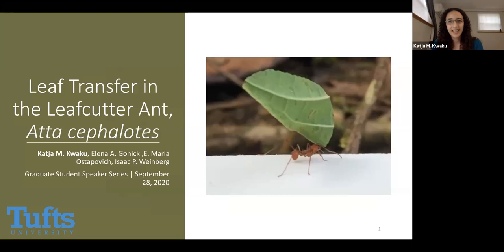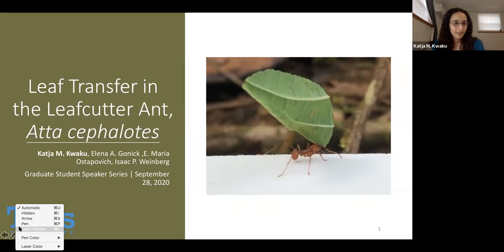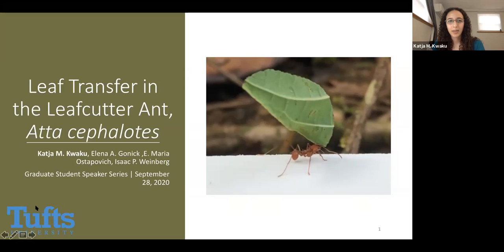My name is Katja, and I'll be talking about leaf transfer and the leafcutter ant Atta cephalotes. This is a project I did last year as part of the course Bio 181, which is Tropical Ecology and Conservation. And this was in collaboration with my classmates, Elena, Maria, and Isaac.